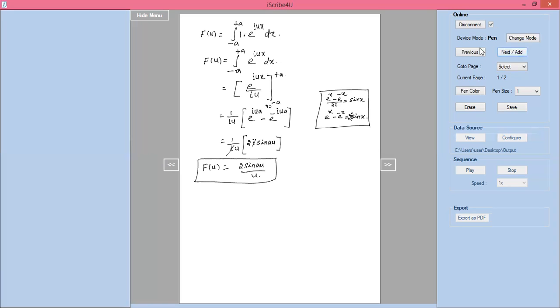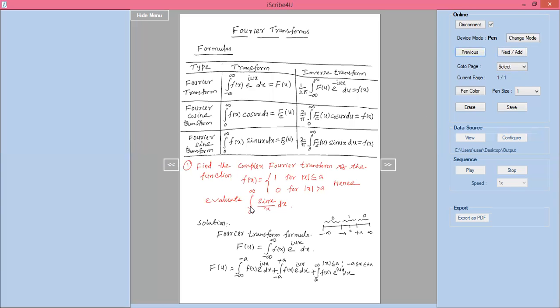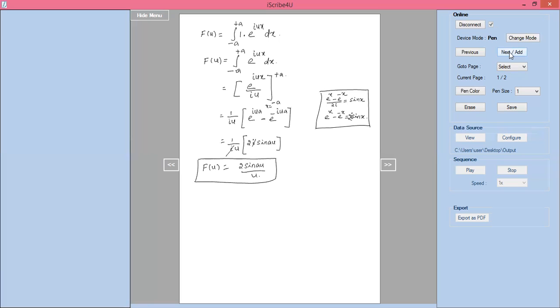Because here something is given, we have to prove it. That's a way to prove it, how to use this inverse formula. To prove what is given, integration of 0 to infinity of sin x by x into dx, we use the inverse transform formula. What is that inverse transform formula? We know that.